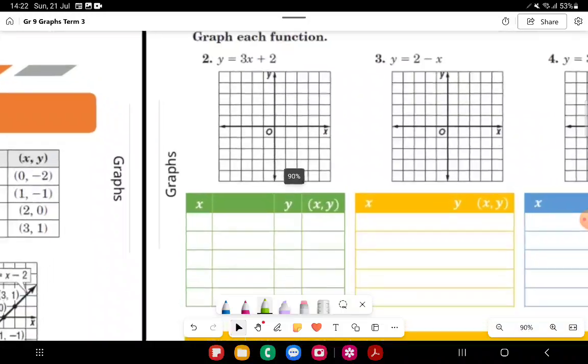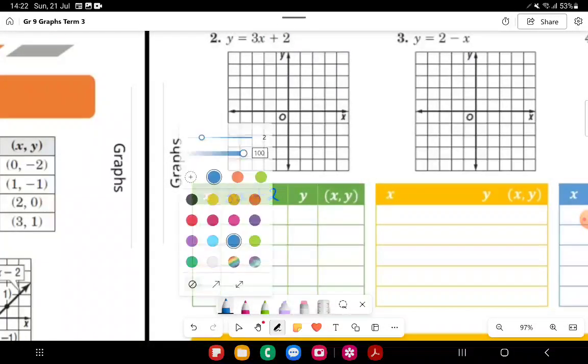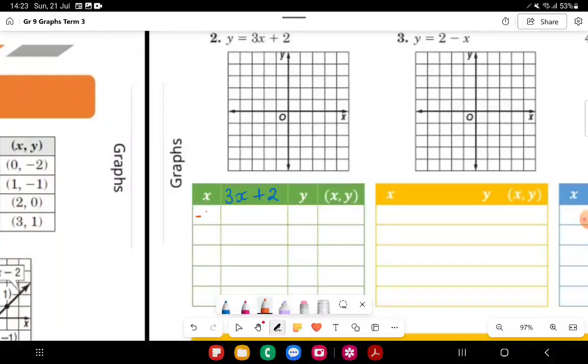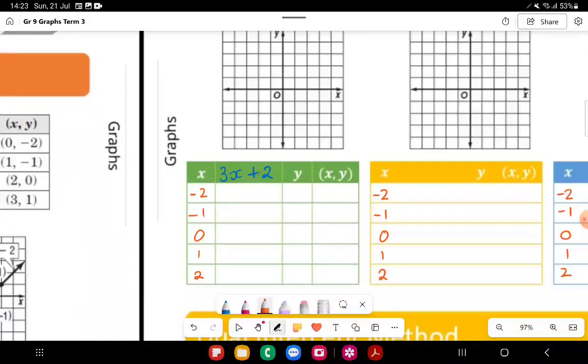So over here, they give me the rule. My rule is going to be 3x plus 2. Now, I want you to use x values that go from -2 until +2. So -2, -1, 0, 1, and 2. For all of them, I want you to do that. Over here as well, -2, -1, 0, 1, 2. If I don't give you values, always use those, okay?